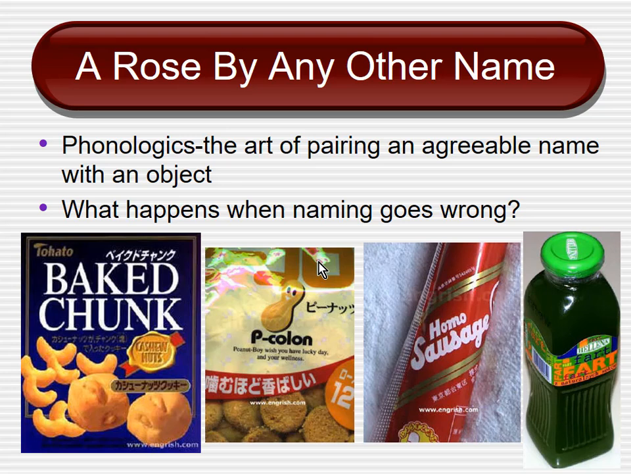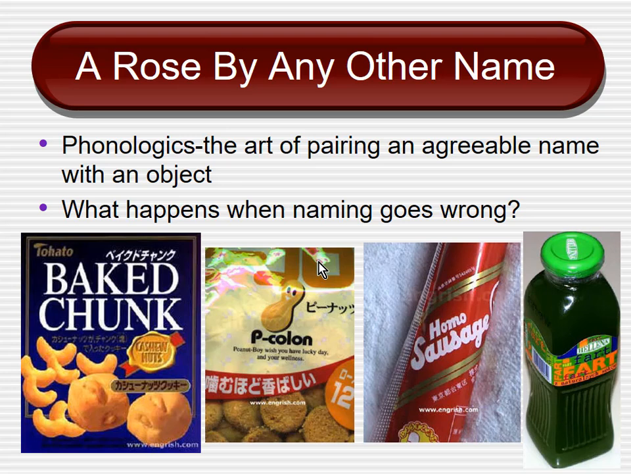There's more favorable things we could do. And also you see the little snippet down below. It's P colon, then up under it says, Peanut Boy, wish you have lucky day and your wellness. So this is a product line that just did not translate over very well. Let's come back to the sausage in a second. This drink that's green called fart. Okay, well, of course, that's not something we'd like, right? But these are all actual products; they actually exist, right?